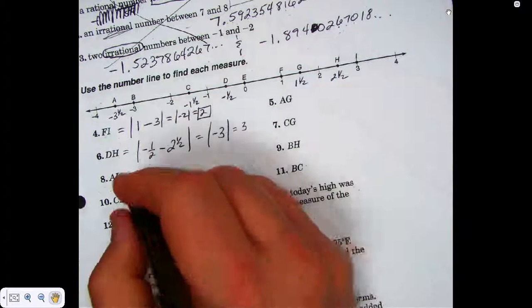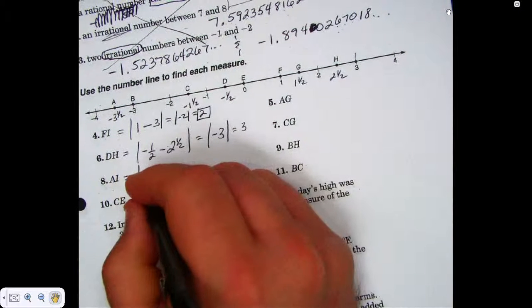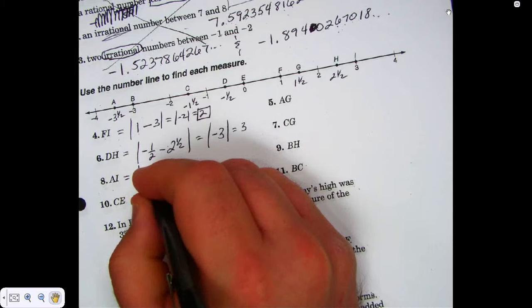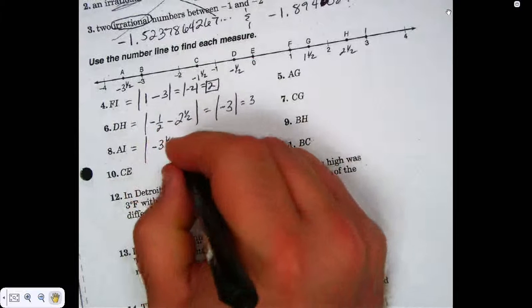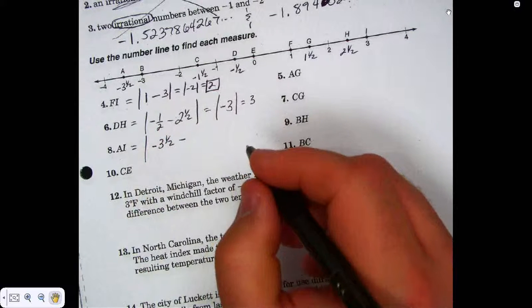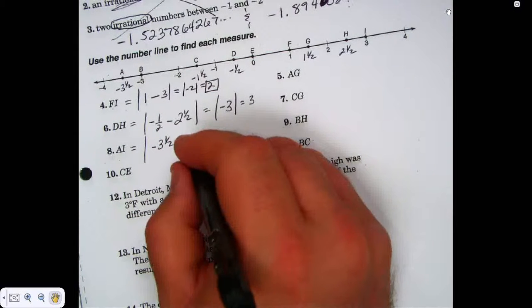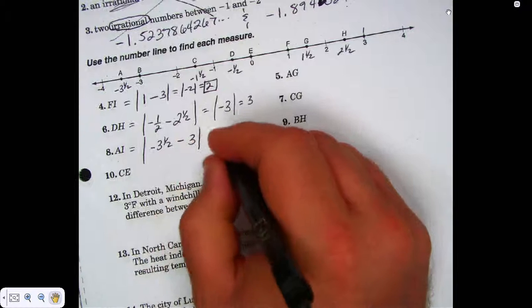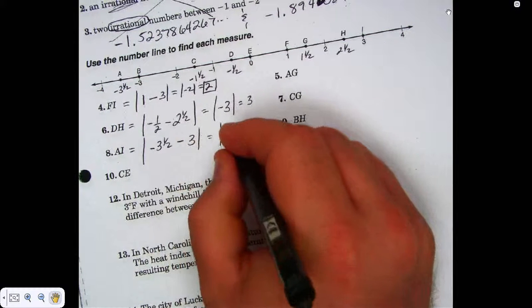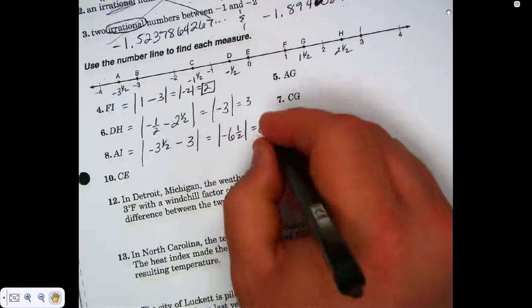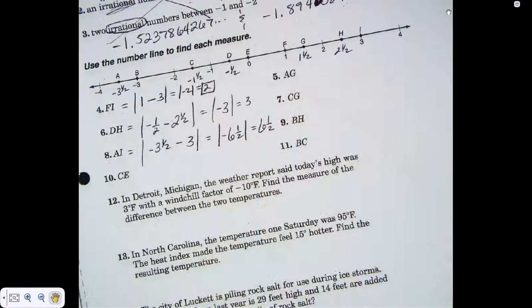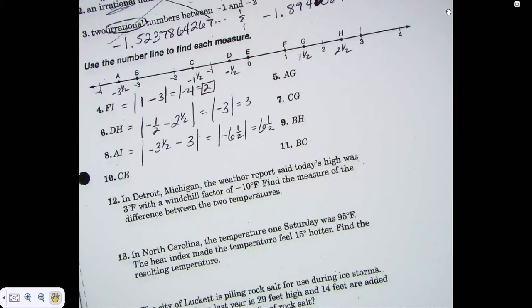A to I. What's A? Can anybody tell me what the coordinates of A is? Minus, what's the coordinates of I? Huh? What would this be? The absolute value of negative what? 6 1/2. So 6 1/2 is your distance. Think you guys can do that?